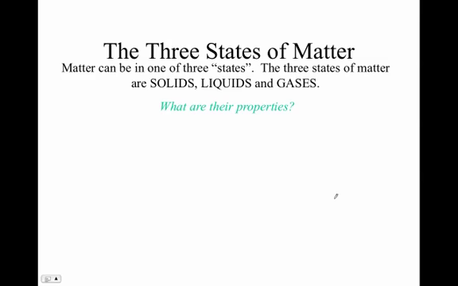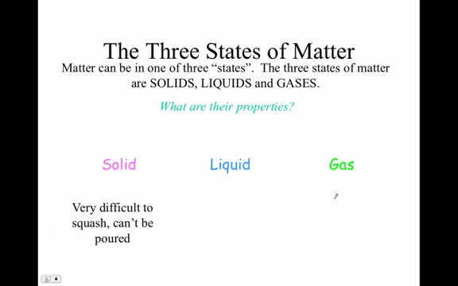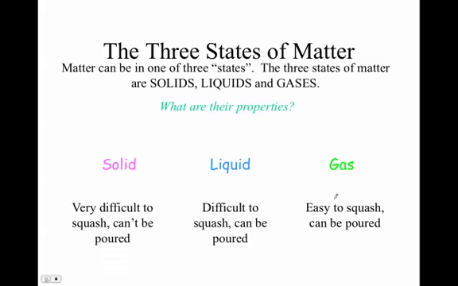We should remind ourselves about the 3 states of matter: solid, liquid, and gas, and the fact that it's very difficult to squash a solid and the solid can't be poured. It's not as difficult as a solid, but a little more difficult to squash a liquid, and they can be poured, and it's easy to squash a gas and they can be poured. A better term than squash we use in physics, and in chemistry, is the term compress. So gases can be compressed, and that's due to the large spaces between the particles.